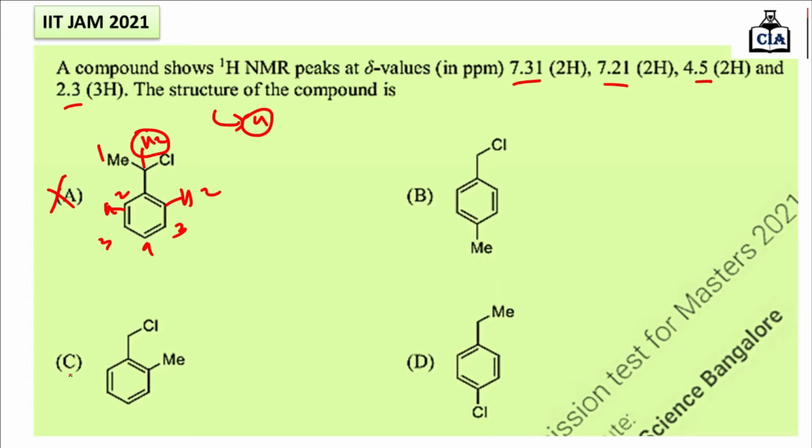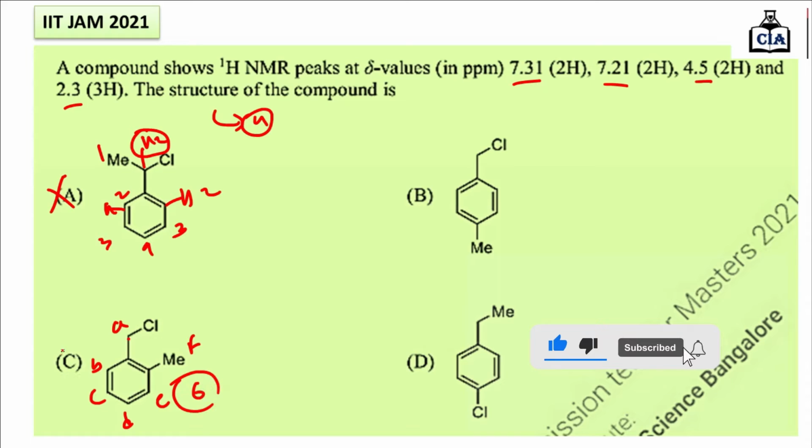If you calculate the total number of types of proton in option C, this is A type of proton, B type, C type, D type, E type and F type. So here, 1, 2, 3, 4, 5 and 6, total 6 types of proton. So this is also a wrong option.